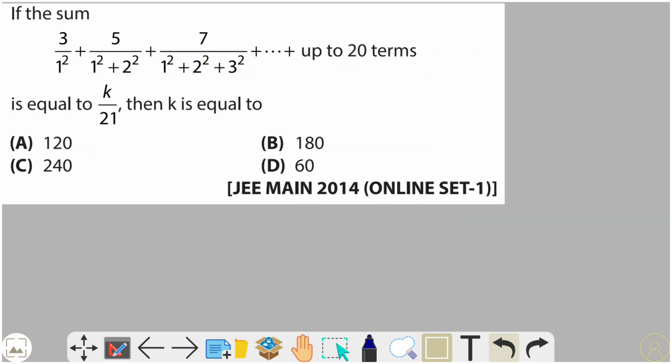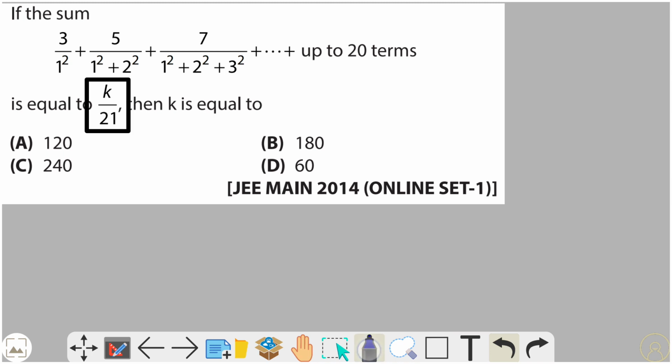Okay, so next question. If the sum 3 by 1 square plus 5 by 1 square plus 2 square plus 7 by 1 square plus 2 square plus 3 square etc., up to 20 terms, is equal to k divided by 21, then we need to find the value of k. This question is a little bit tricky. So we have the answer, which is equal to k by 21, and we need to find the value of k.